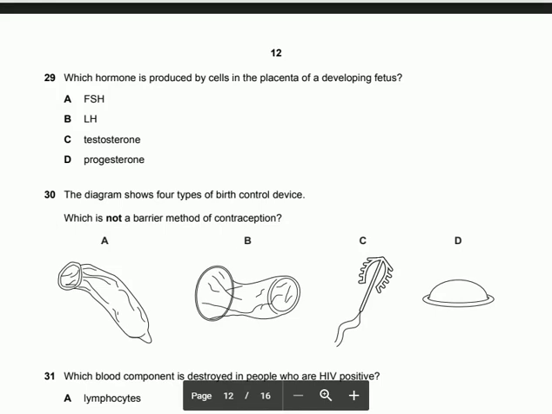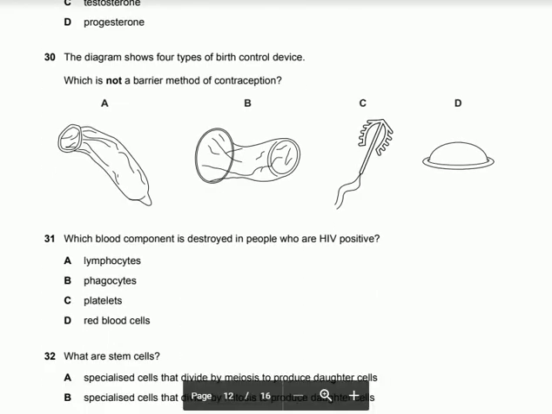Which hormone is produced by the cells in the placenta of the developing fetus? It's progesterone, not testosterone. Testosterone is for males. LH and FSH are during the menstrual cycle. So it's progesterone.